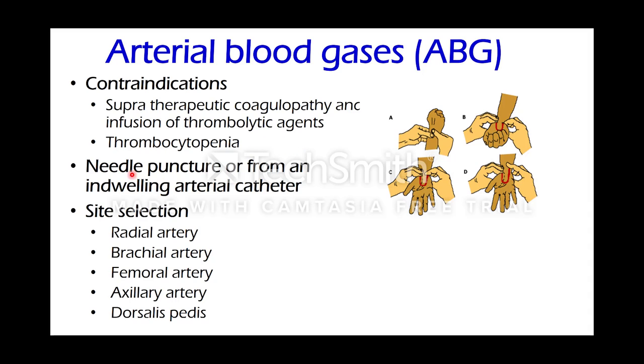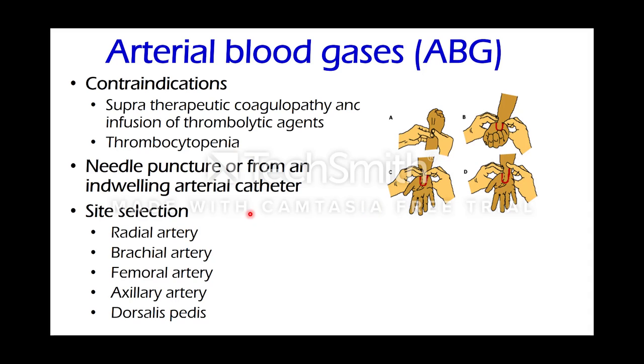So before puncturing an artery, whether by needle puncture, one-time puncture, what they call a stab, or putting in a continuous indwelling catheter to get the sample, measure, get other blood samples for other tests, and also monitor the blood pressure, we have to do what we call the Allen test. The Allen test is done first by elevating the hand for a few seconds, then occluding both radial and ulnar arteries until the palm becomes pale, then releasing the ulnar side and continuing to press on the radial side. If there is good perfusion, that means there is good collateral flow from the ulnar, then you can go ahead and puncture the radial side.